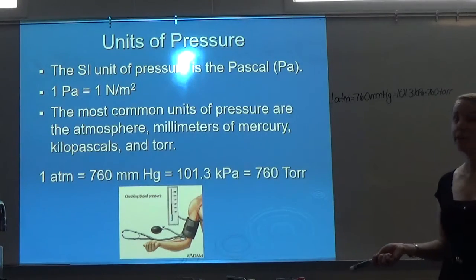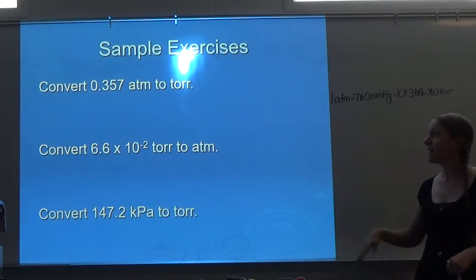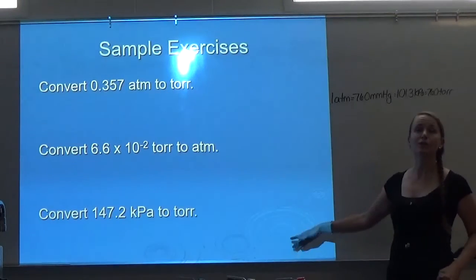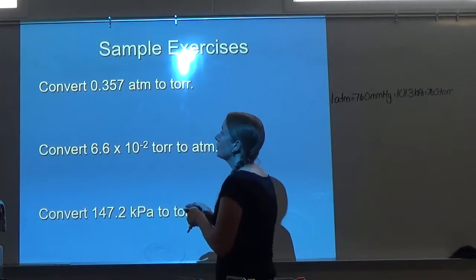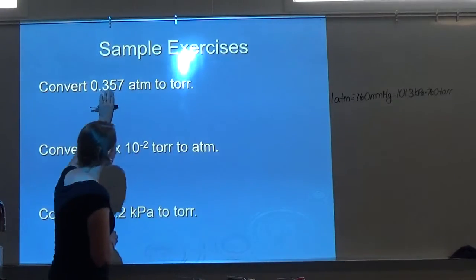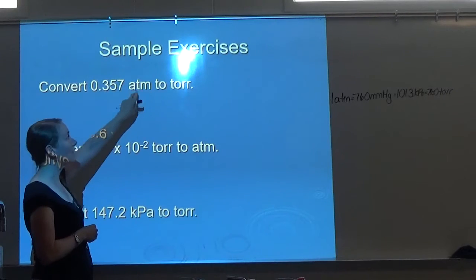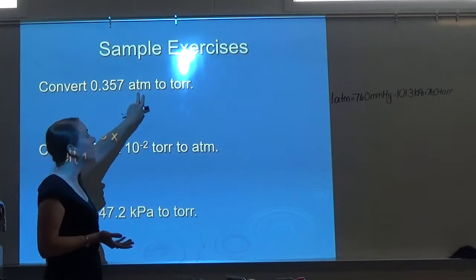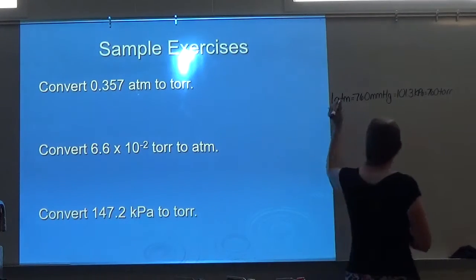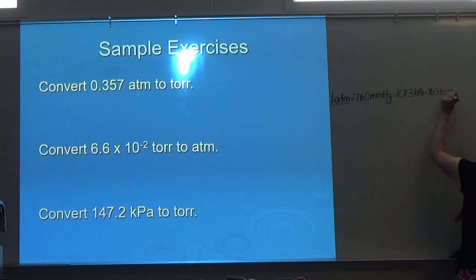So let's look at how to convert between these. All right, so I'll show you the top one, maybe even the top two, but just make sure you try one on your own at some point. So it says convert 0.357 atmospheres to torr. And by the way, atm is the abbreviation for atmosphere, not atom. So I'm trying to go from atmospheres to torr.